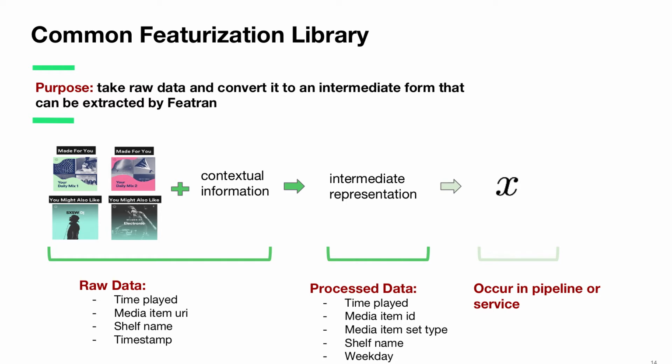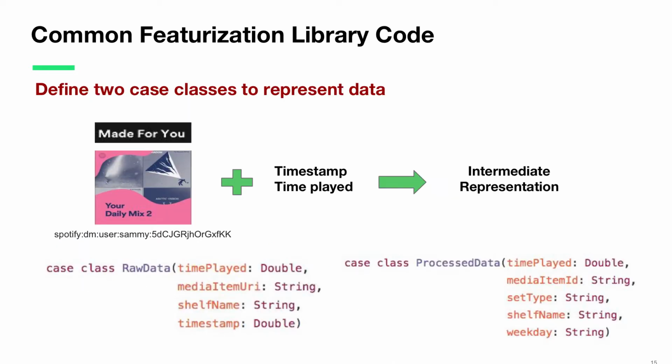All right. We can define two Scala case classes to represent the data. First, our raw data is represented this way: we have our time played, media item URI, shelf name, and timestamp. Then another case class represents the process data, which has the time played, the media item ID, set type, shelf name, and weekday.